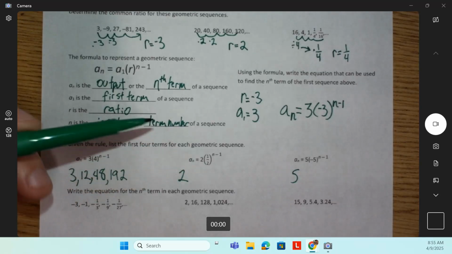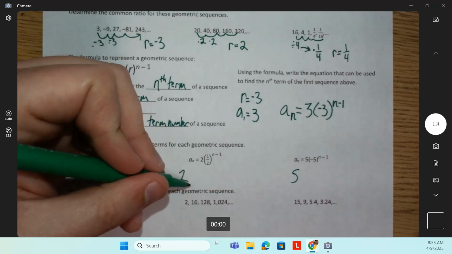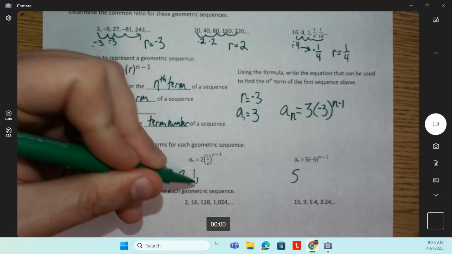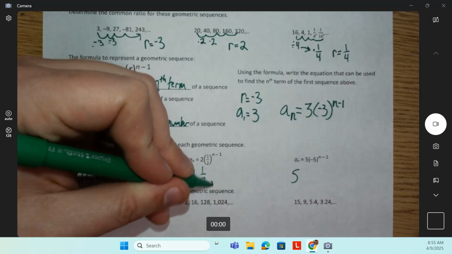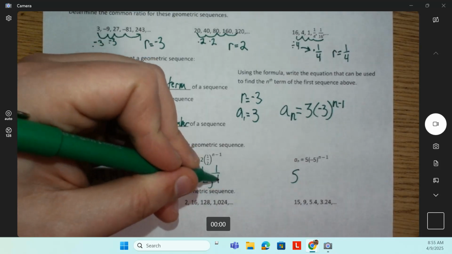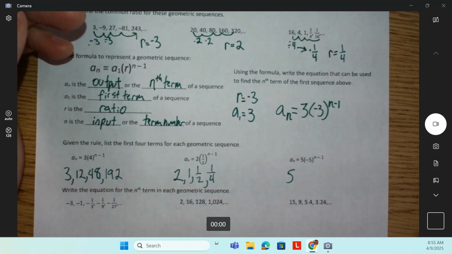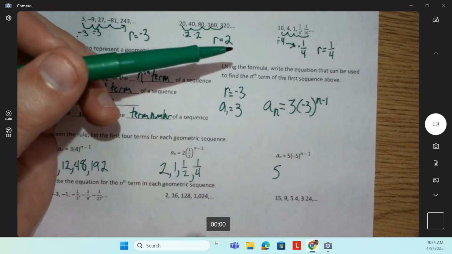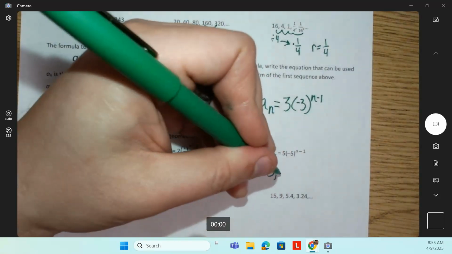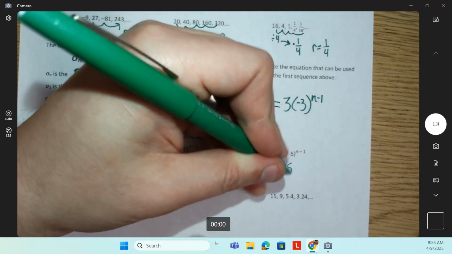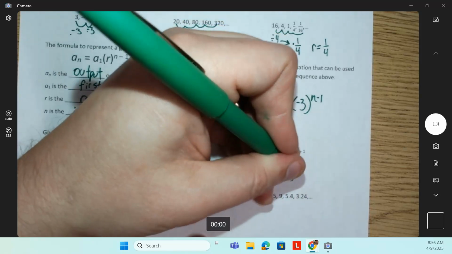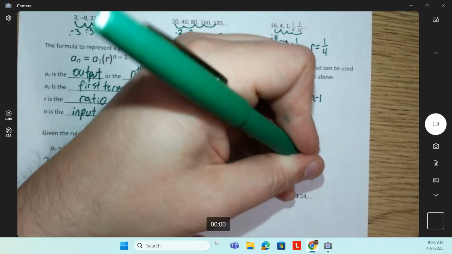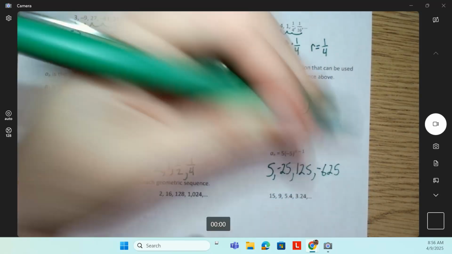Here we do the same thing, just with 1/2. Let's say half of 2 is 1. Half of 1 is 1/2. Half of a half is a fourth. And for the last one, I'm multiplying by -5. So it would be -25, and 125, and then -625.